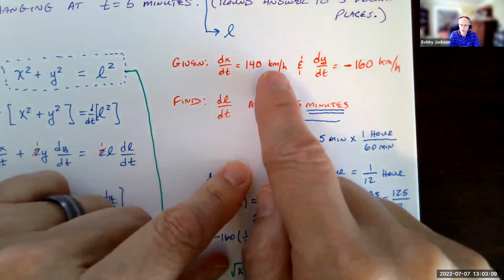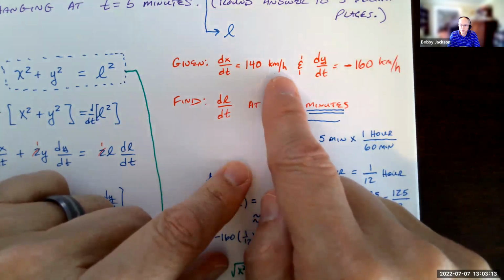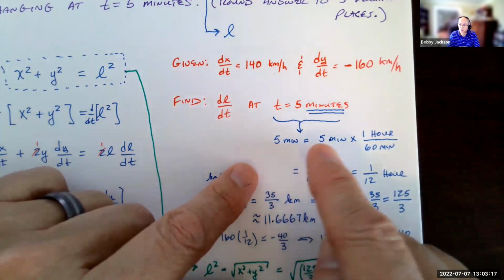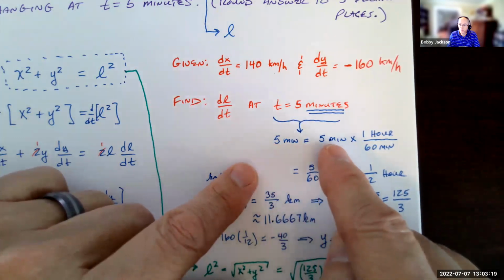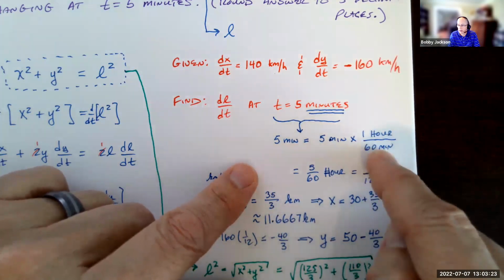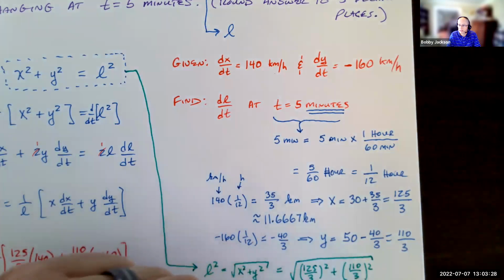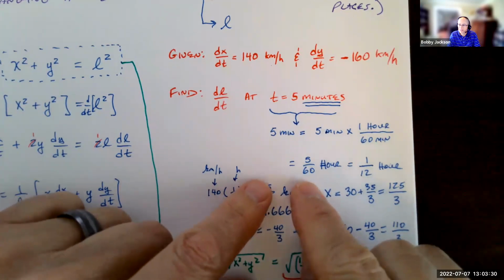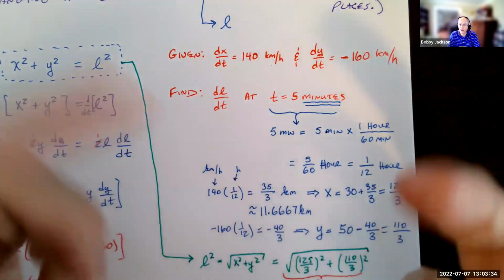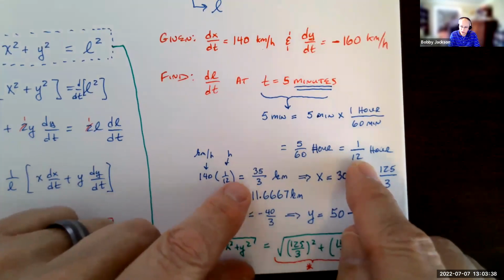So you're either going to have to convert these speeds to kilometers per second. You could do that. Or I think much easier, convert your time from minutes to hours. So 5 minutes times what? There's 1 hour in 60 minutes. So this is a unit conversion factor that will change to hours. In other words, divide by 60 to get the number of hours. So 5/60ths of an hour, which simplifies to 1/12. So 1/12 of an hour is what 5 minutes is. So that's what we're going to have to use to find the distance traveled.